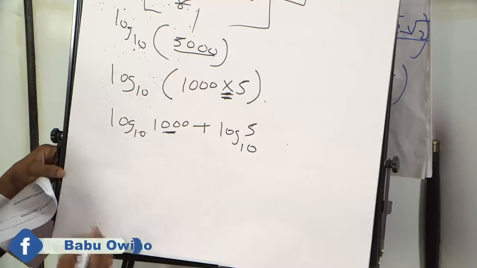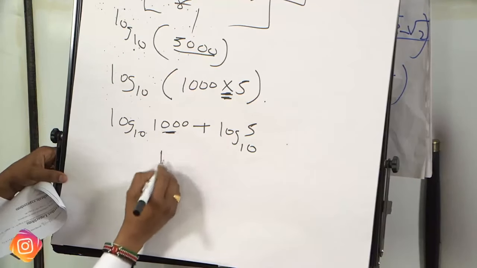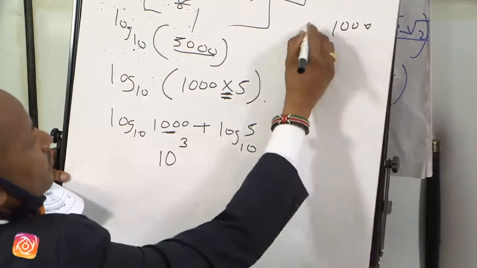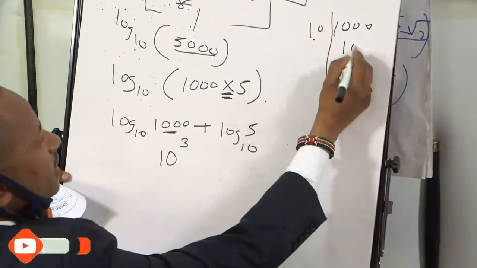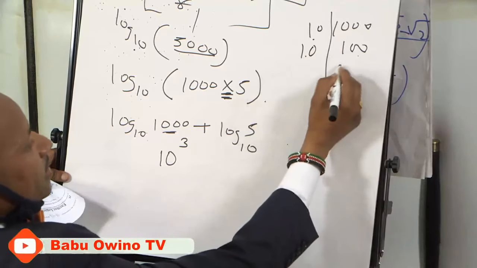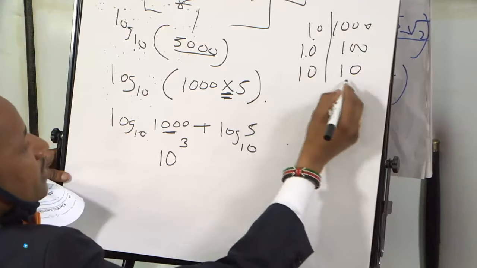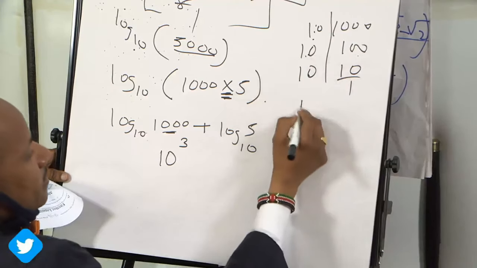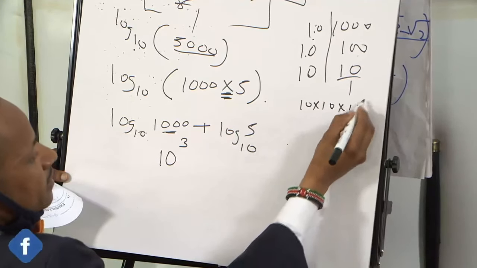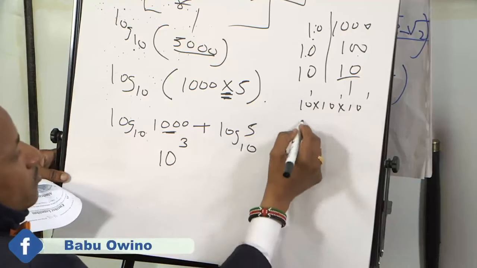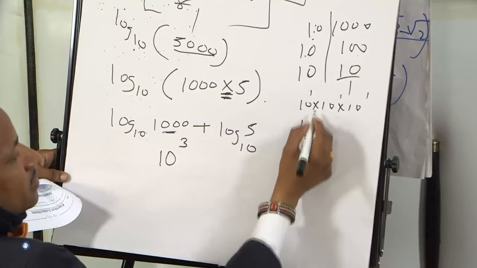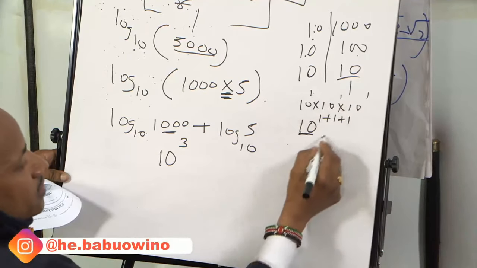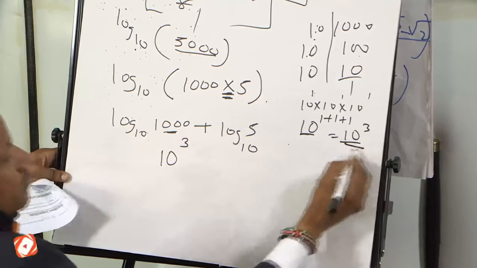Then, if we further simplify, 1000 is 10 raised to power 3. When you want to get 1000, you put 10 here. 10 into 1000 is 100. 10 into 100 is 10. 10 into 10 is once. So this is 10 times 10 times 10, each raised to power 1. You only take 1 as the base, then you add the powers: 1 plus 1 plus 1. So this is 10 to power 3.